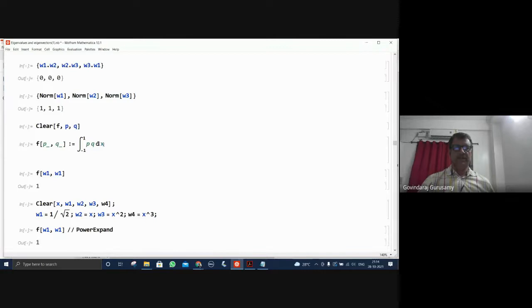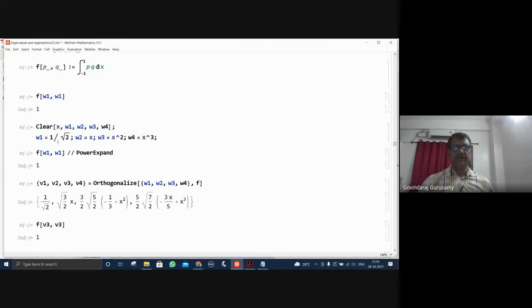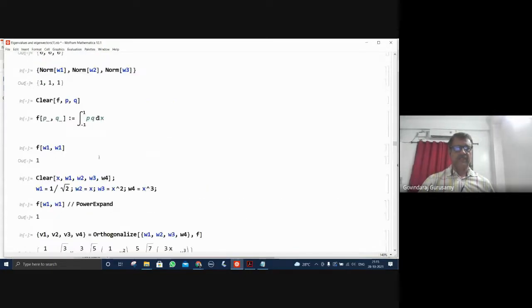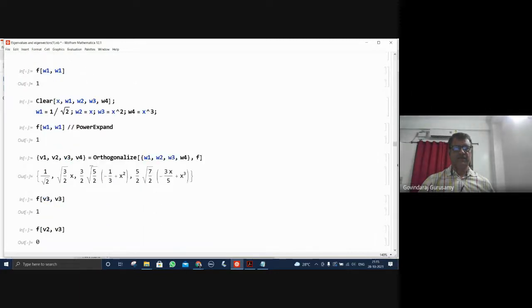And this is equally applicable in the functional form also. You have orthogonal functions. So now we will take it as a polynomial function here. First one is 1 by square root of 5, w2 is x, w3 is x square and w4 is x cube. Put it in a functional form also. Again, you can check it now. So with these conditions, you find out the orthogonalization.